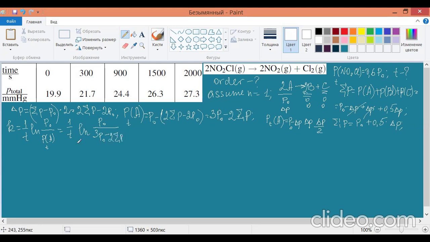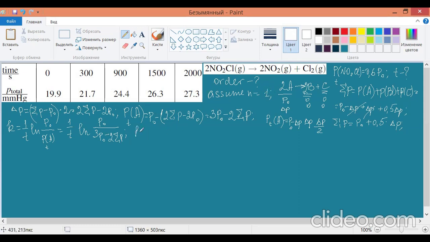So this is the final formula, which enables me to calculate the magnitudes of k for experiments 1, 2, 3, and 4. And if these values turn out to be close to one another, that will prove that my assumption that n is equal to 1 is correct.